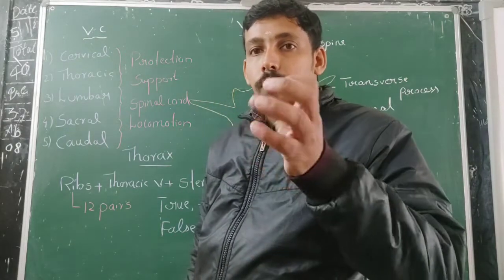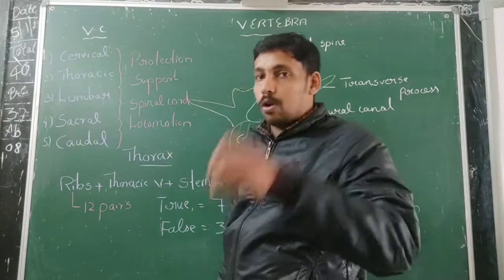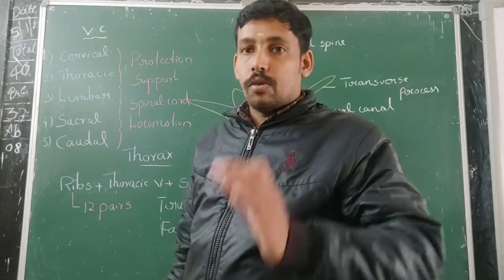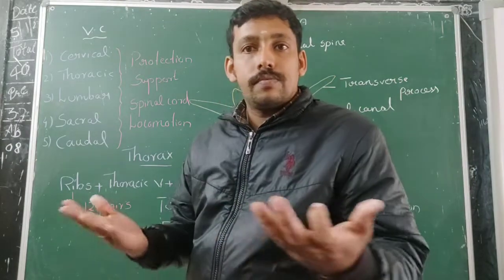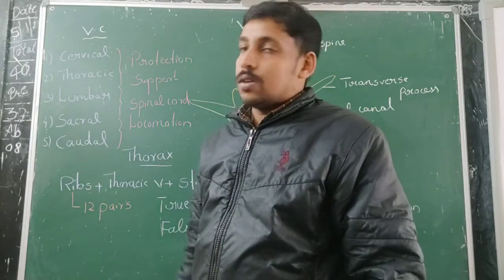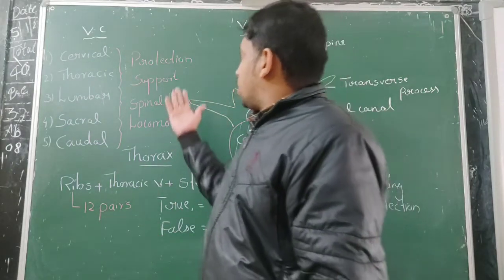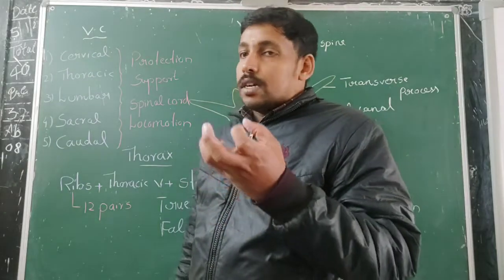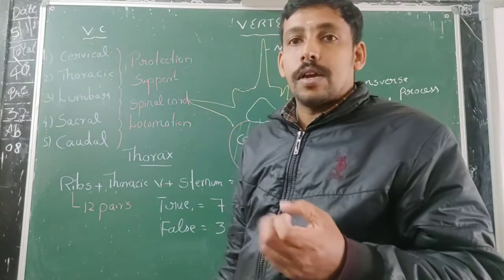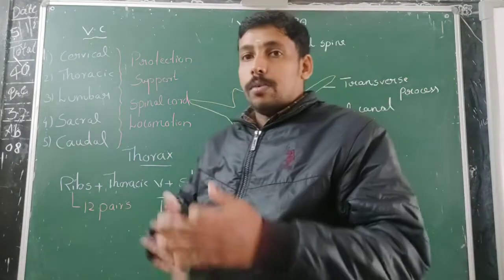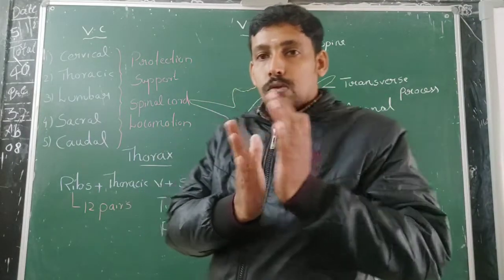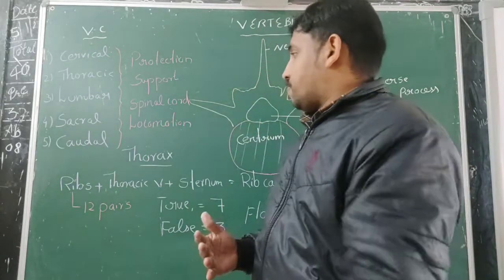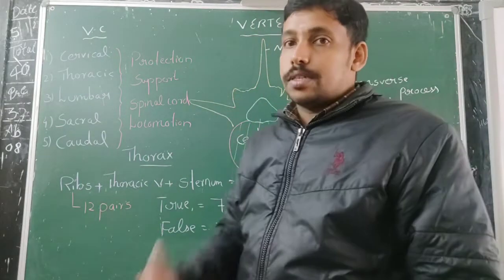Then what may be the function of this vertebral column? You know that it is very important for support. It will support our body. For bending, we need the vertebral column. It will support the body, and it will help in protection. It will protect the spinal cord. Then for locomotion, for moving from one place to the next, we need this vertebral column.